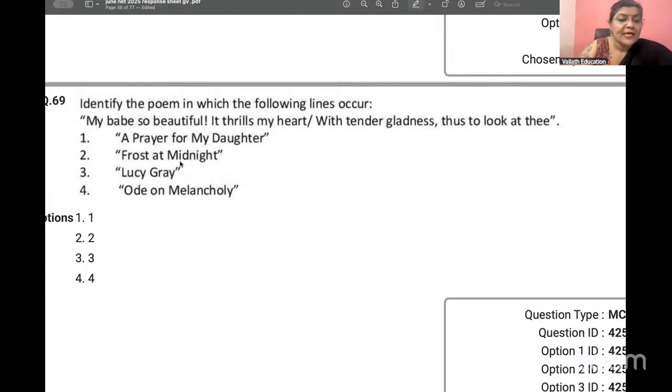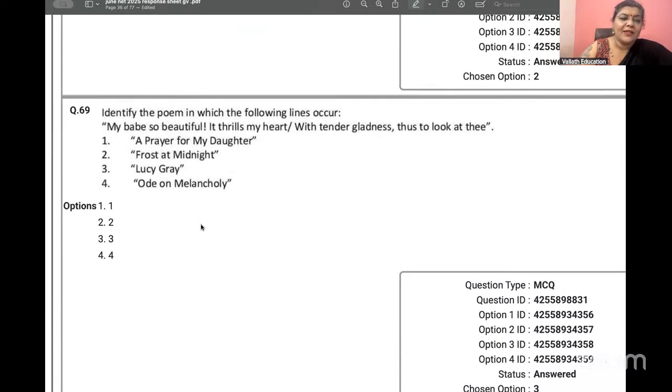Frost at Midnight is about Coleridge talking about Hartley, his son. Remember, he named him after David Hartley. So, Frost at Midnight. I have not read Frost at Midnight, but I guess it is Frost at Midnight. Like that, you get it. Anyway, it doesn't matter.